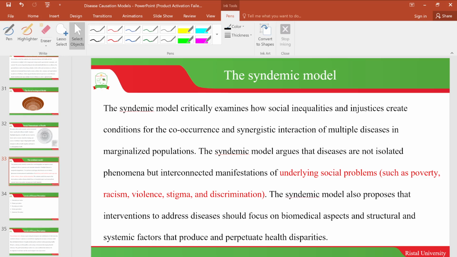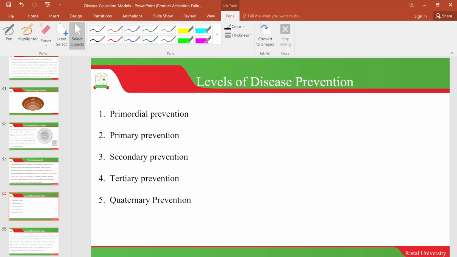So diseases don't just emerge from nowhere, they emerge because of some people being left behind, marginalized communities. We can call them disadvantaged communities or communities of low socio-economic status. So that is what the syndemic model emphasizes, that diseases are a manifestation of a rot that is happening in a society. Issues to do with poverty, marginalization, unemployment, and the rest, even wars.